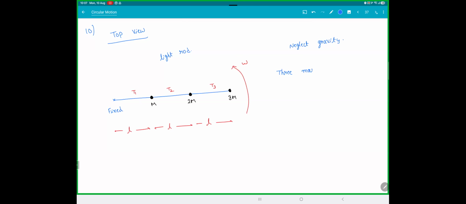Three masses, m, 2m, 3m, are attached to a light rod rotating with omega. Find T1, T2, T3.